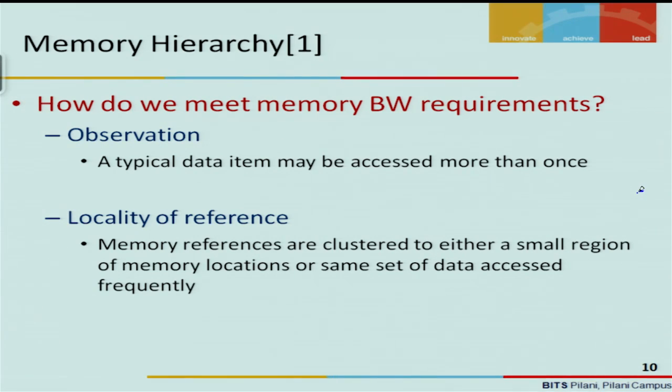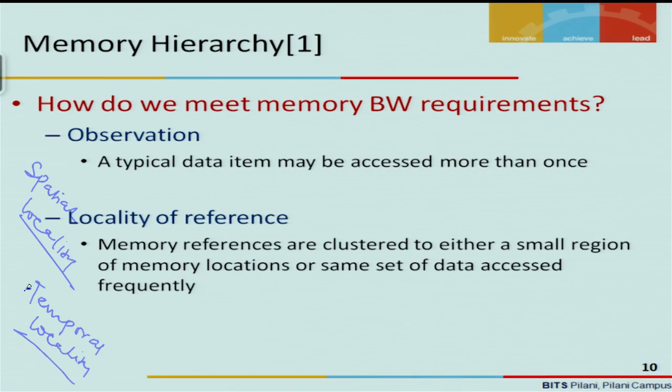There are two types of locality of reference. One is called spatial locality, and the other is temporal locality. Spatial locality means, for example, a list of items stored in an array data structure. That data is stored in consecutive memory locations in sequence, starting from one location and going in a sequence. That's an example of spatial locality.